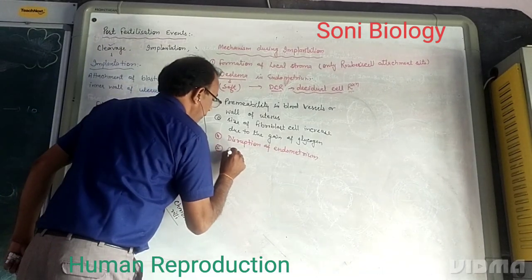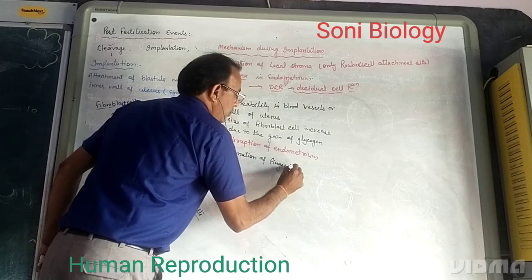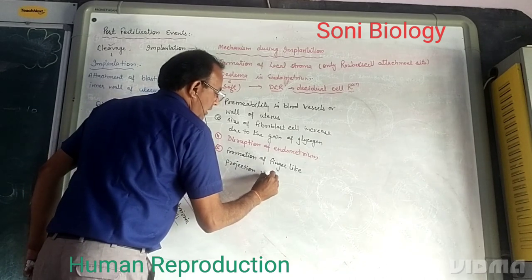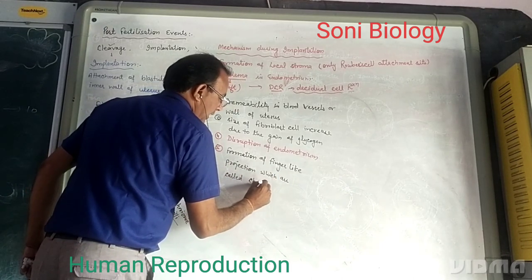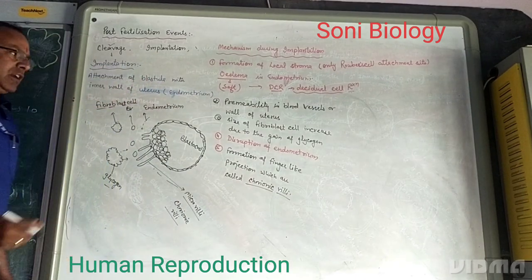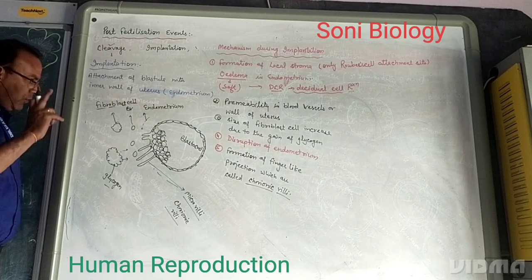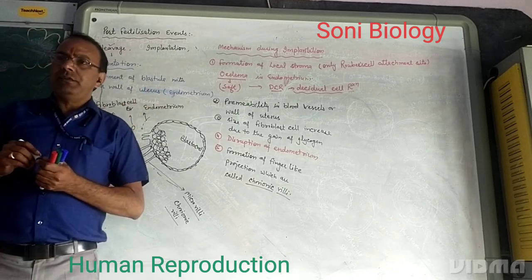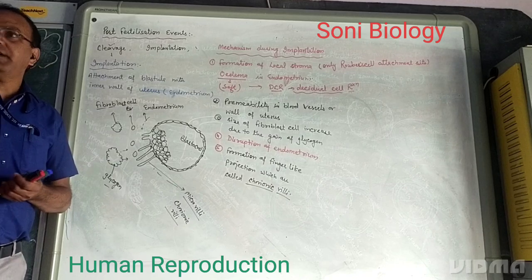The fifth one is formation of finger-like projections, which are called chorionic villi. These chorionic villi act as the placenta, which provides nutrition from the mother's body to the developing embryo. One more thing: there are many types of implantation, but in human beings and apes, the implantation type is interstitial.